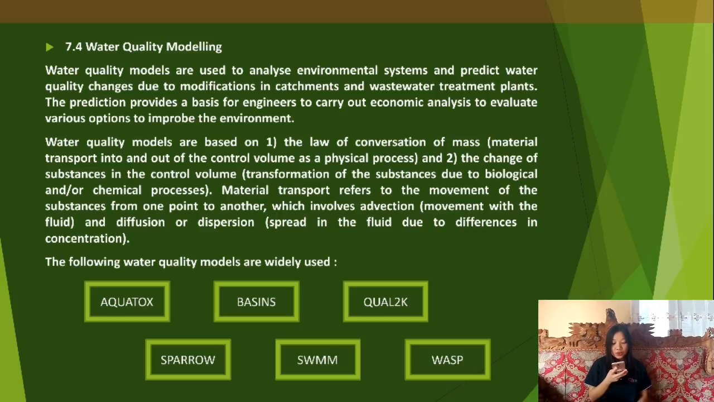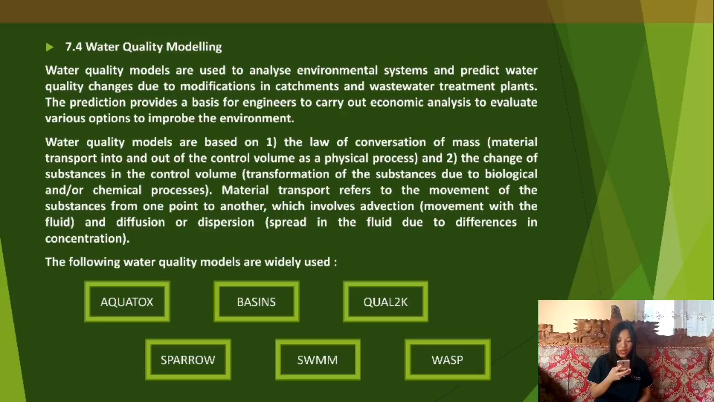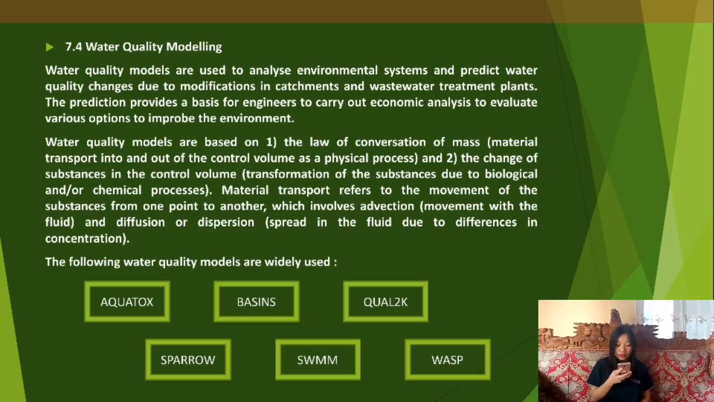Material transport refers to the movement of the substances from one point to another, which involves advection, movement with the fluid, and diffusion or dispersion, spread in the fluid due to differences in concentration. The following water quality models are widely used: AQUATOX, BASINS, QUAL, SPARROW, SWMM, WASP.